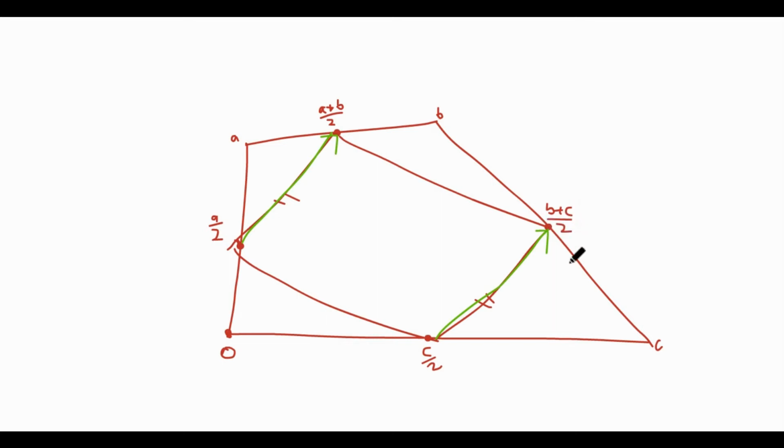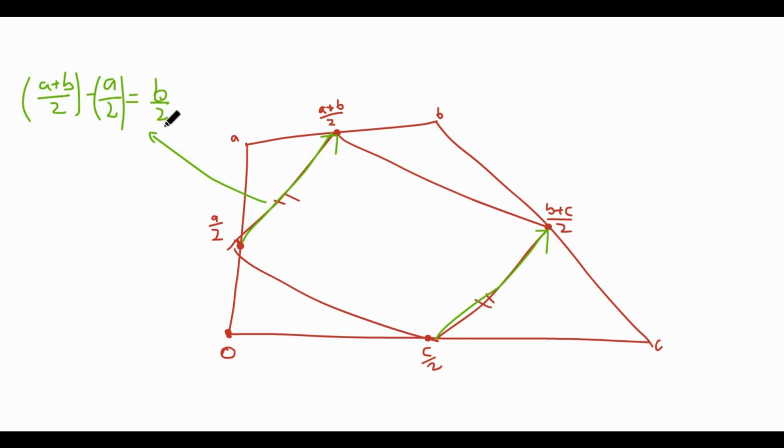So now we've defined the endpoints of these two vectors. And now all you need to do is simply subtract the tail from the head to find the actual vector. For example, this vector is defined as (a plus b) over 2, minus a over 2. And what's that? That's just b over 2.